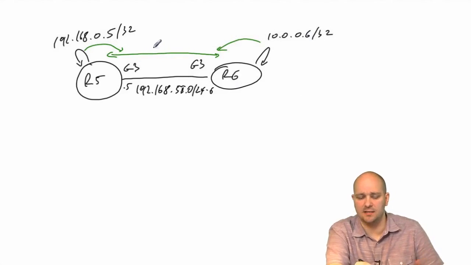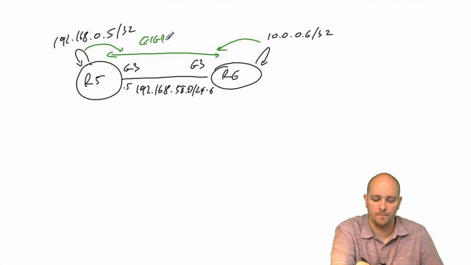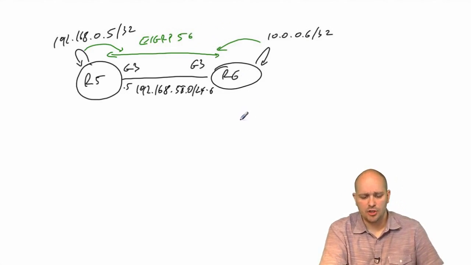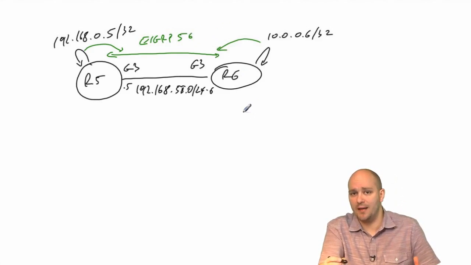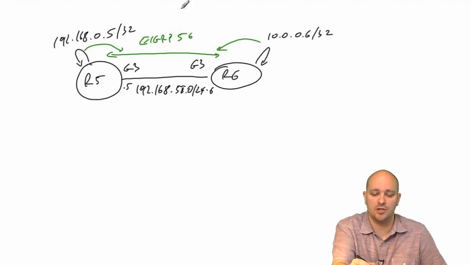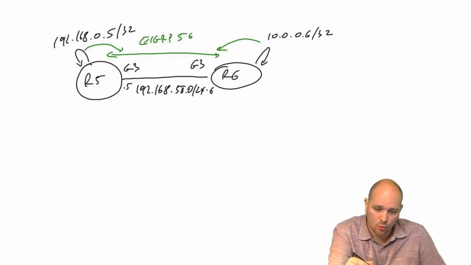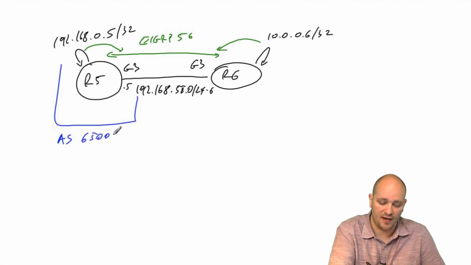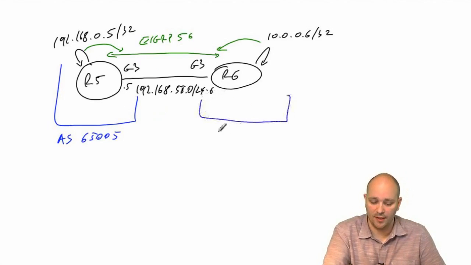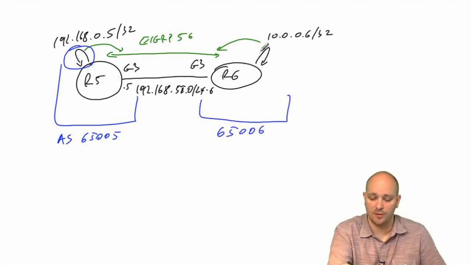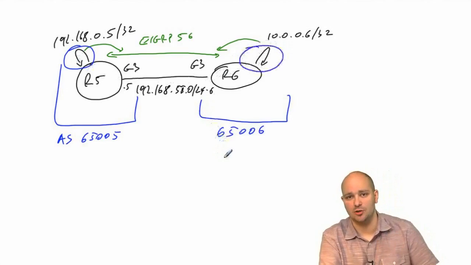And I think that the easiest and the fastest one to run would be EIGRP. So I'll run EIGRP 56 between them. And just for fun, I'm going to configure it using the new named mode because that's where things are going. And then we are going to establish an eBGP peering session between them. So my R5 here is going to be in AS 65005, and my R6 will be in 65006. So I want to establish the external BGP peering session between these two loopbacks.